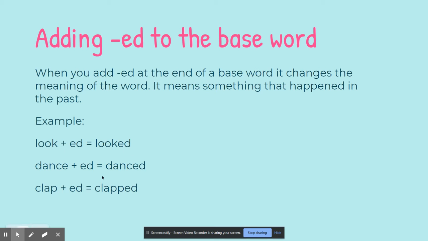Dance plus ed. Danced. Sarah danced at the party. So it's not saying that Sarah is currently dancing right now. No. When you have the ed at the end of a word, this means that it happened in the past. It already happened. That's it. Ya pasó, eso fue en el pasado. It happened. That's what it means. So when you have the ed at the end of a word, it means in the past. It already happened. Danced. Sarah danced at the school talent show, for example, right? So that already happened. Clap plus ed. Clapped.